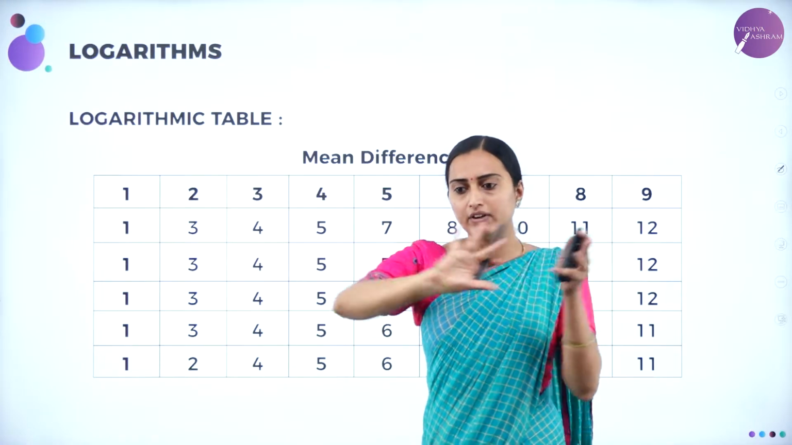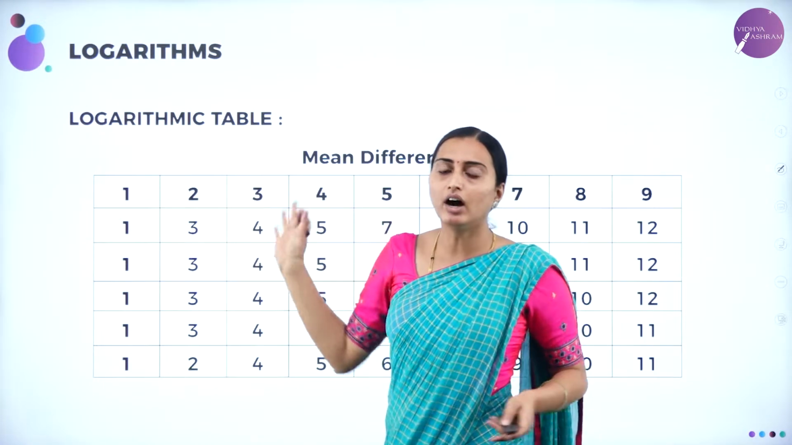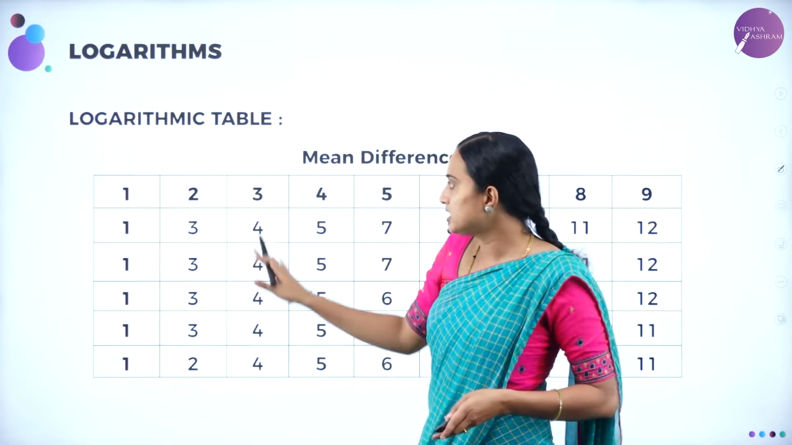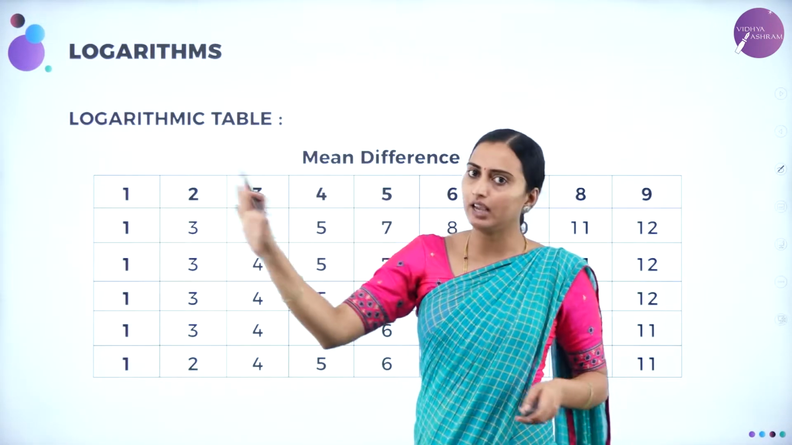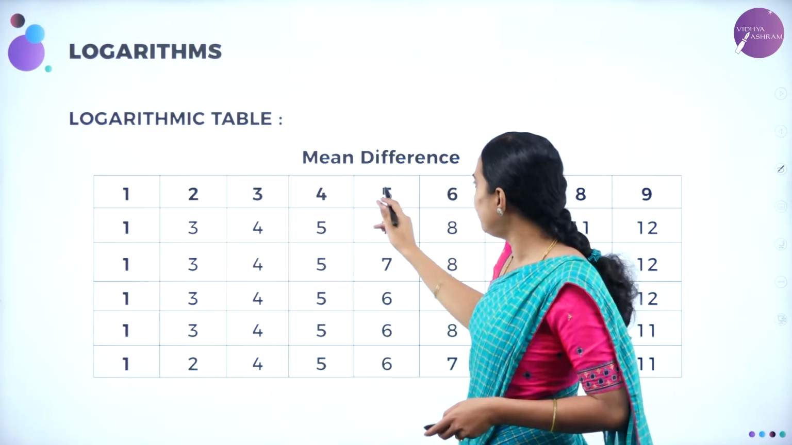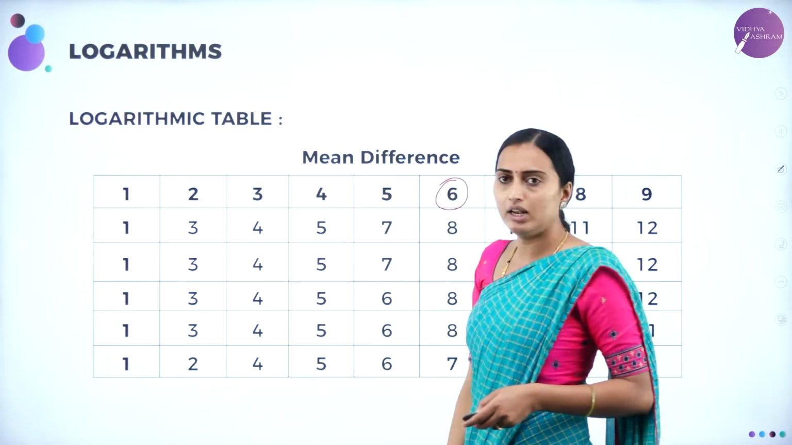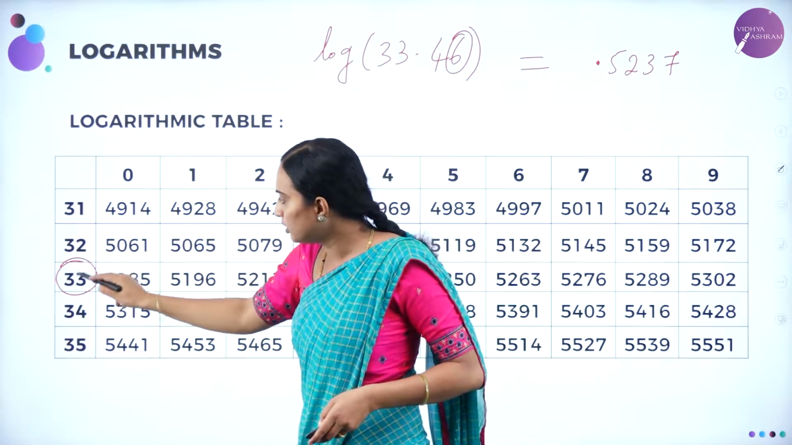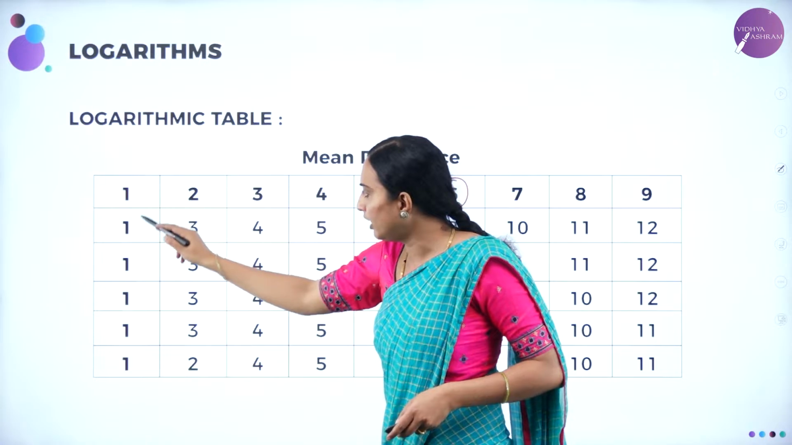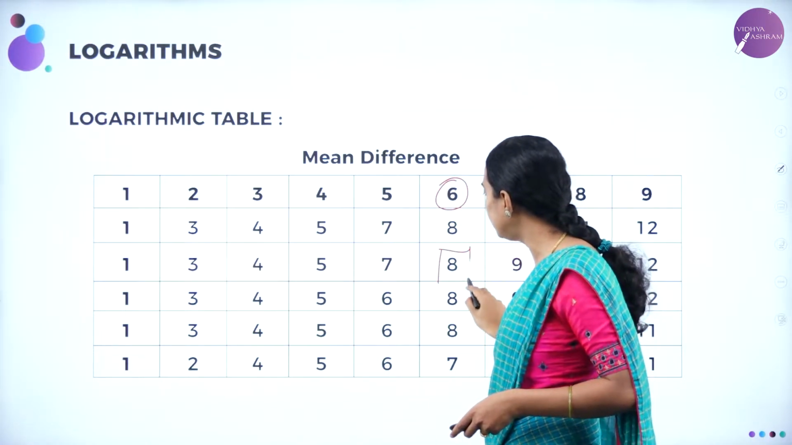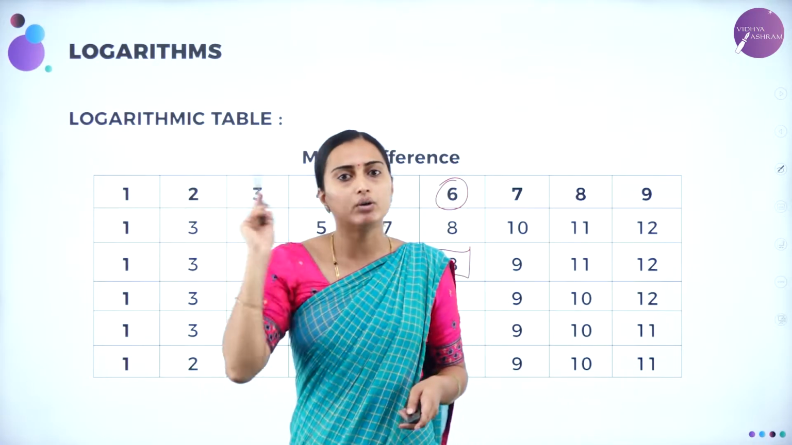This table will be given together. Here, to give you clarity, I have made it separate, and this table will be given on one page itself. So here, mean difference is the 6th column you are going to have. In the 6th column, for 33, 1, 2, 3. So here you are going to have 1, 2, 3. So here you are going to find that 3 is nothing but 8, correct? So that 8 you are going to add to that one.